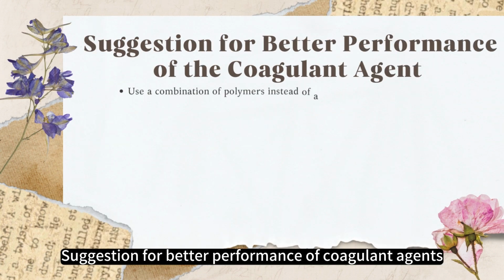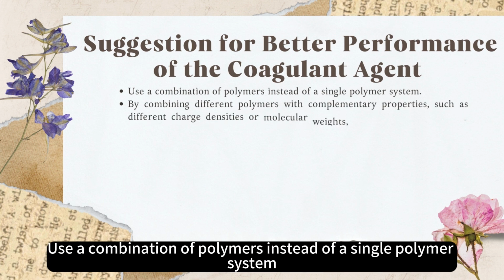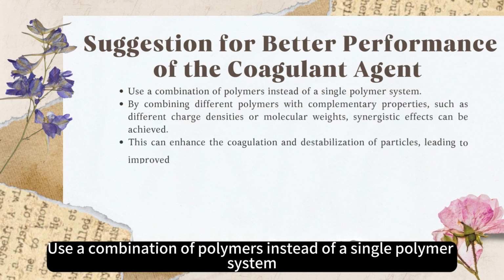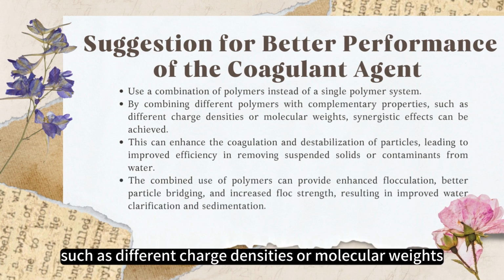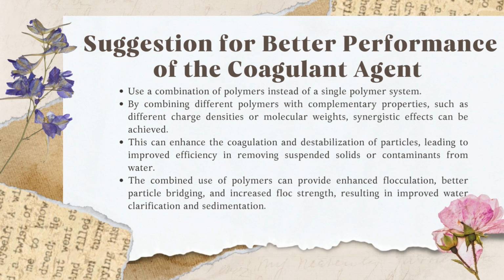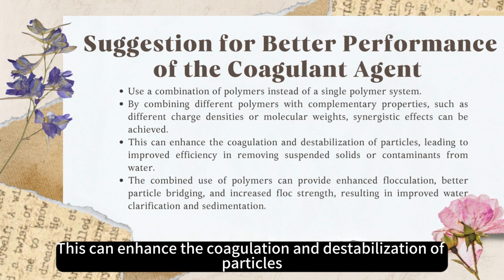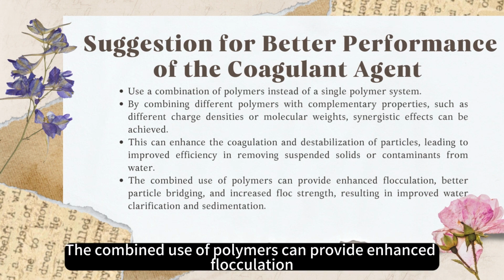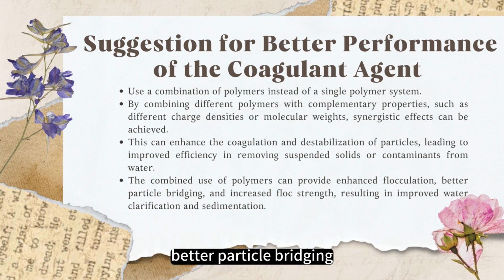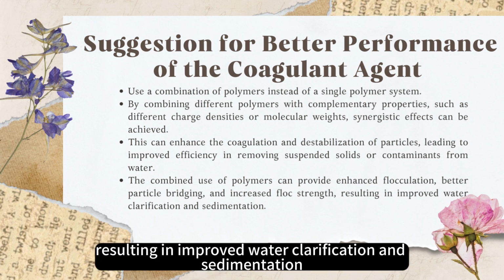Suggestion for better performance of the coagulant agent: use a combination of polymers instead of a single polymer system. By combining different polymers with complementary properties such as different charge densities or molecular weights, a synergistic effect can be achieved. This can enhance the coagulation and the destabilization of particles, leading to improved efficiency in removing suspended solids or contaminants from the water. The combination of polymers can provide enhanced flocculation, better particle bridging, and increased floc strength, resulting in improved water purification and sedimentation.